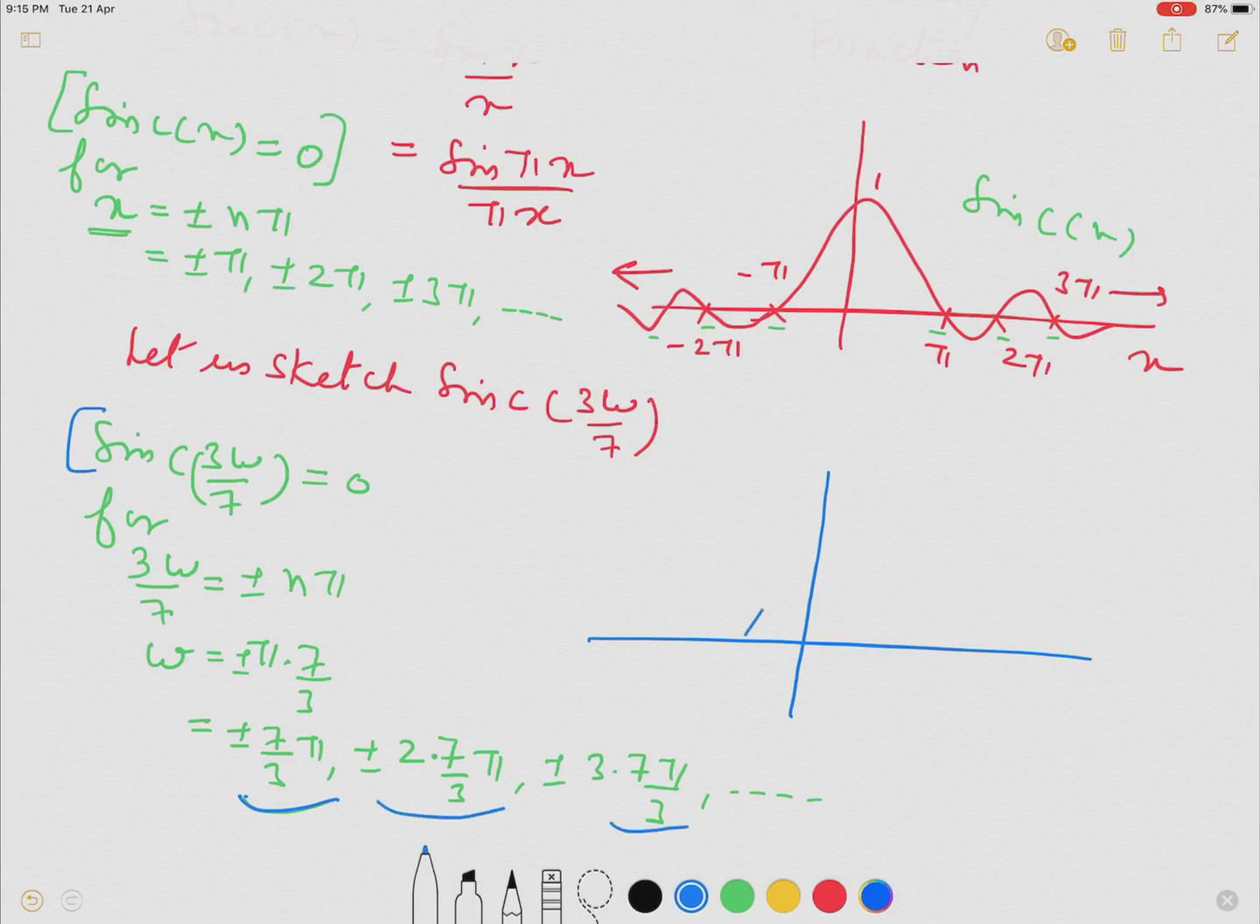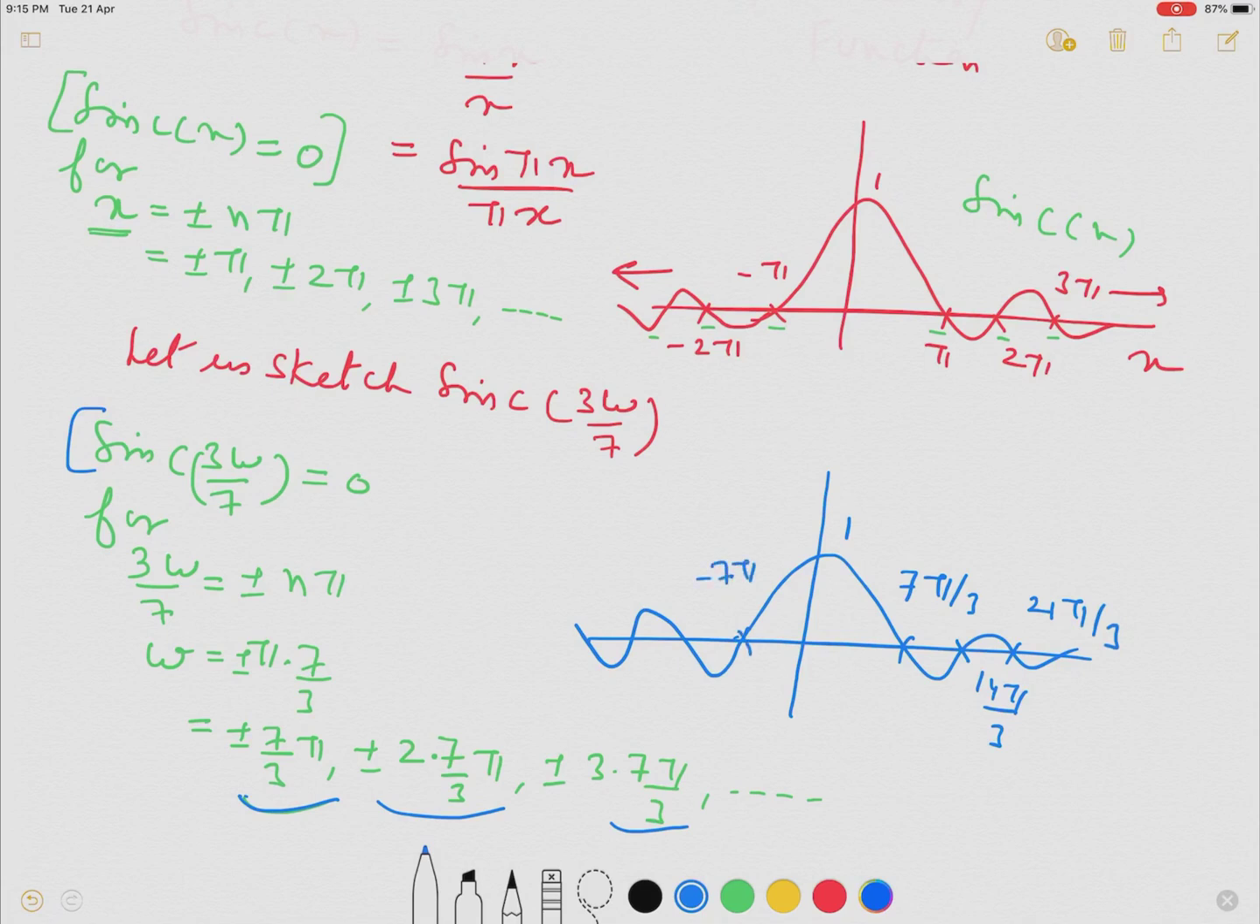So when we draw it, this will be 1, the first 0 will be at 7 pi by 3, the second 0 will be at 14 pi by 3, the third 0 will be at 21 pi by 3. Similarly for negative values, the first 0 will be at minus 7 pi by 3, the second 0 at minus 14 pi by 3, and the third 0 at minus 21 pi by 3, and so on.